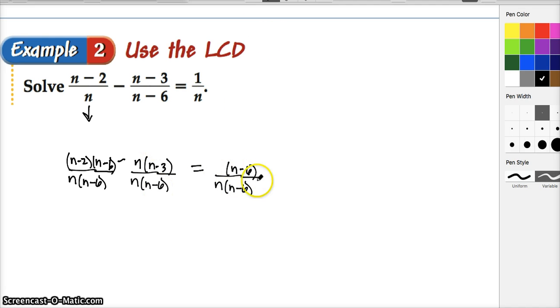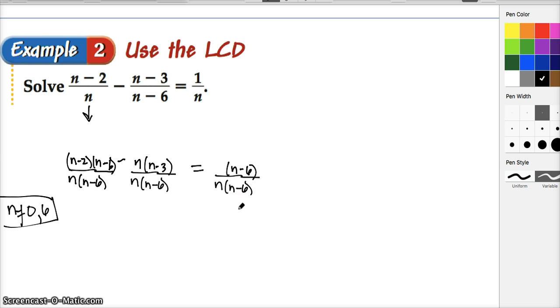Woo! Now that we've got that together, let's talk about what the denominator cannot be. We know that, given the denominator, n cannot be 0 and n cannot be 6. All right, so we can't have n equals 6 or 0. So I'm going to hold that off as I think about solving this problem.